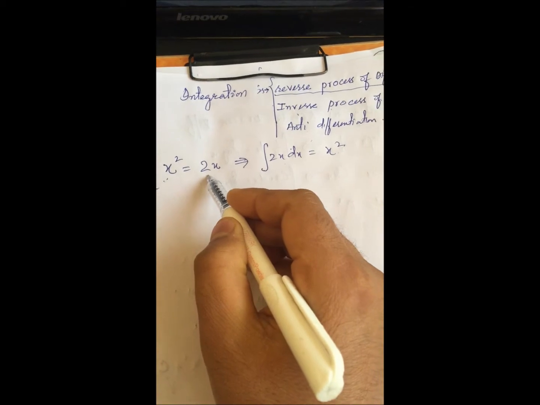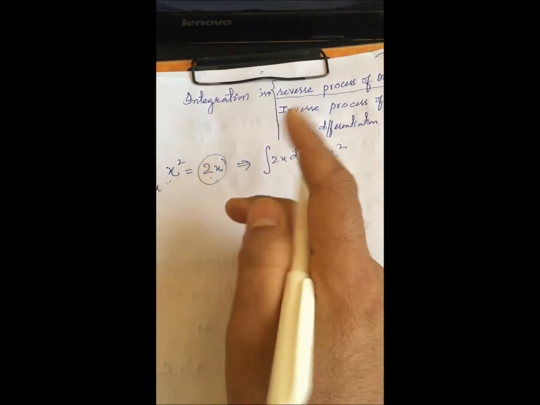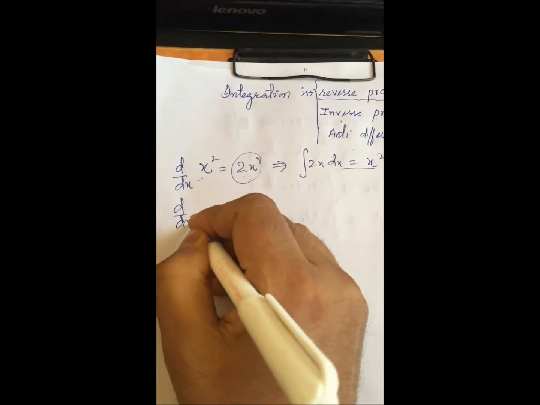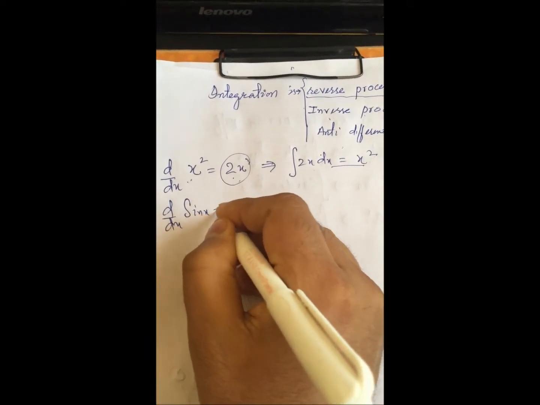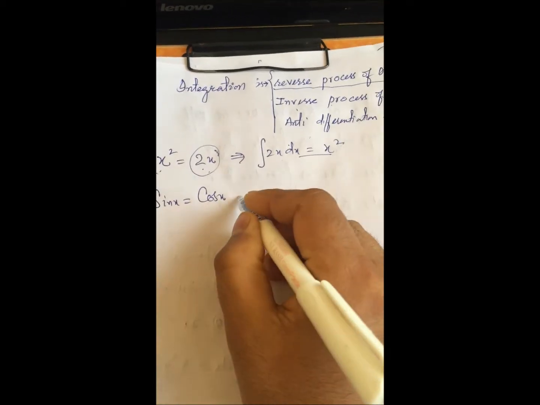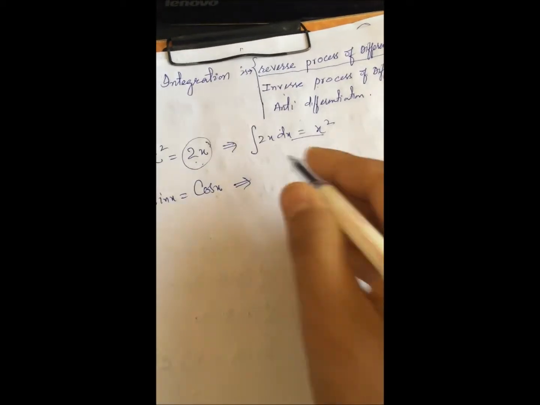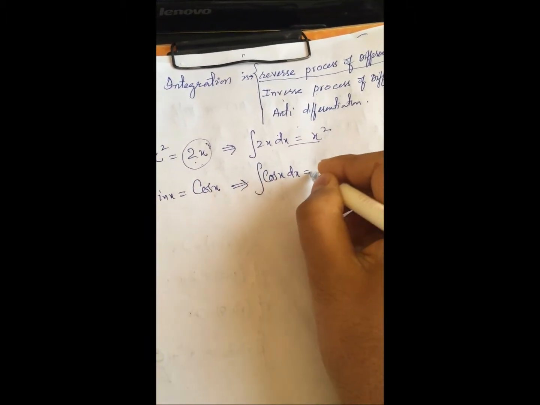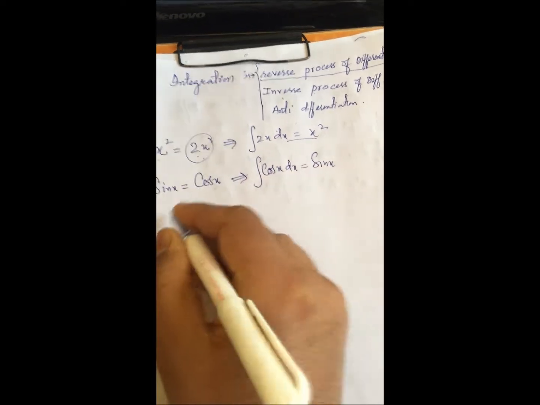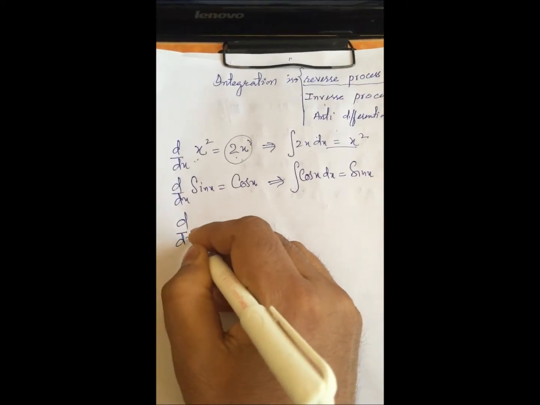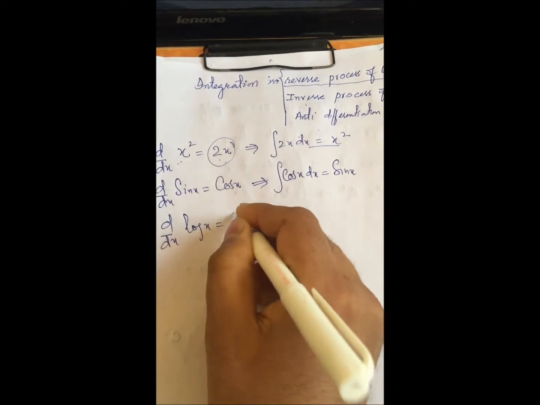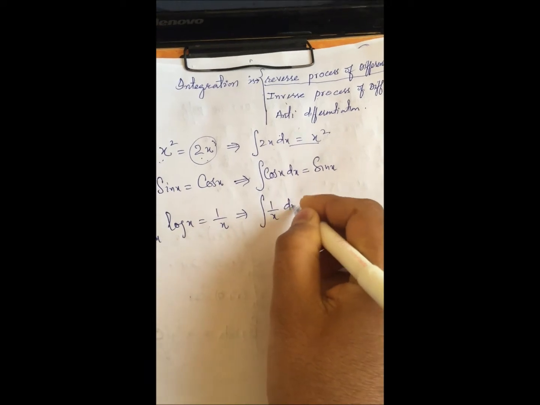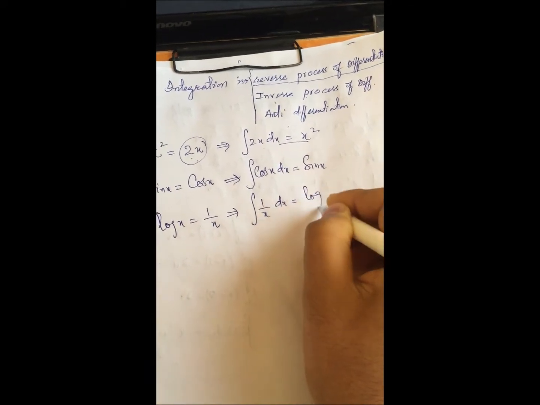If the differentiation of x square is simply 2x, that means integration of this 2x is x square. If the differentiation of sine of x is equal to cos of x, since integration is the reverse process of differentiation, we can write integration of cos of x is equal to sine of x. And we know the differentiation of log of x is equal to 1 by x. That means integration of 1 by x is equal to log of x.